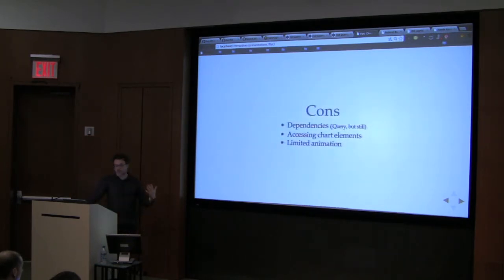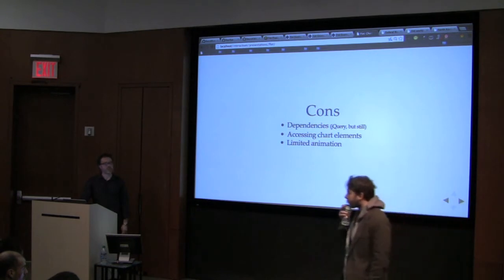Some of the cons for it is obviously dependencies. If you can't use jQuery for whatever reason, you're pretty much SOL. It draws to the canvas, so once they're drawn, you pretty much don't have a tremendous amount of control over the things that you've drawn, your lines, your charts. It's not like D3 where you can just go in and pick one out and work some magic on it. Once it's drawn, if you can't access it through calls through Flot itself, you're basically not going to be able to.